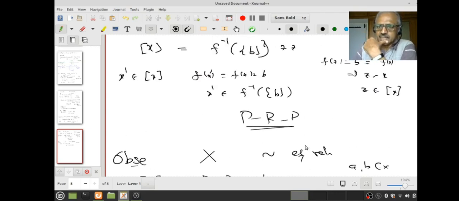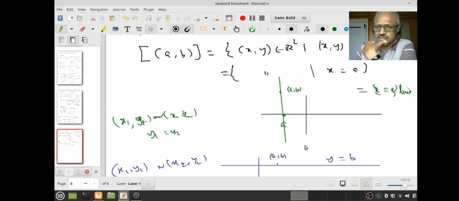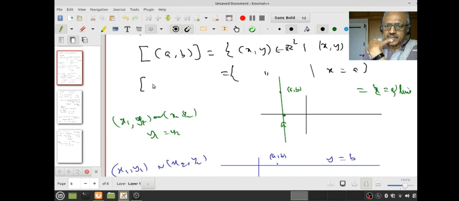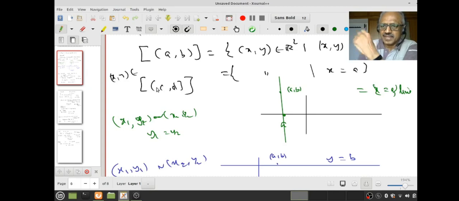Look at the earlier examples, you will see. For example, let's look at the geometry example, just for fun. Suppose I take the equivalence class of (a, b) and the equivalence class of (c, d). If they have a common point, suppose (x, y) belongs to both. What does that mean? x must be equal to a. And similarly, since this belongs to that, x must be equal to c, therefore a must be equal to c. You follow that? That is the trick.